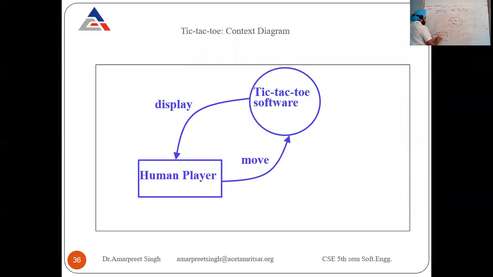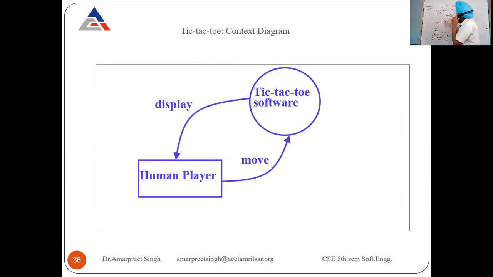is the human player. It is denoted by a rectangle, and the main functionality is represented by the bubble. So the human will make a move and it will display. This is the DFD of level 0, which is also known as the context diagram. So DFD at level 0 is known as the context diagram. This is the context diagram of tic-tac-toe.